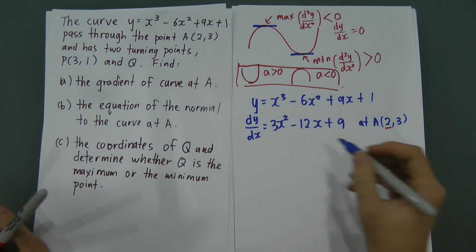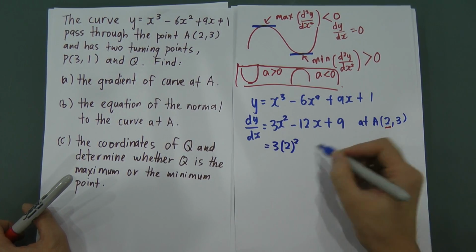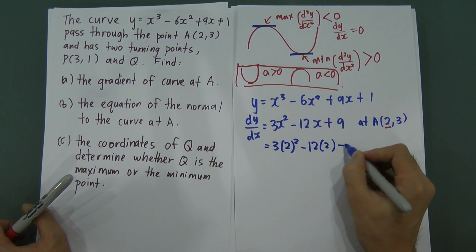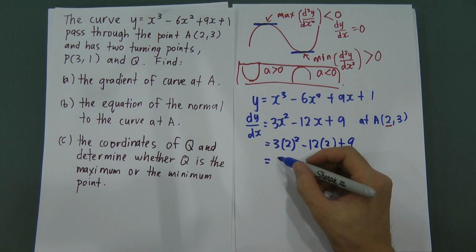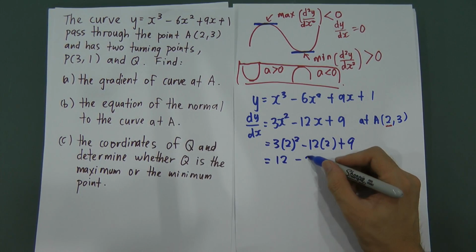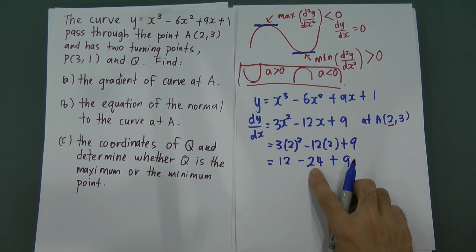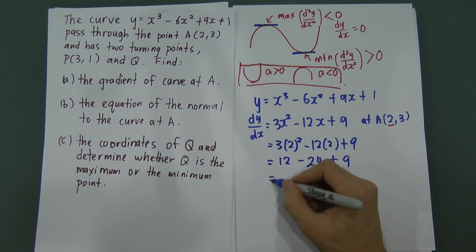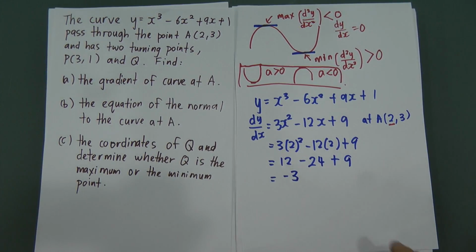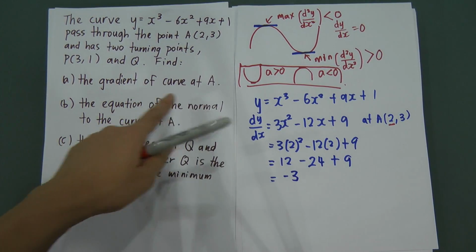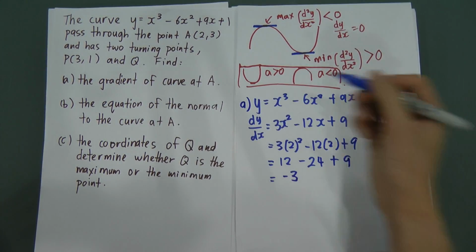Therefore, I substitute the 2 inside, I will get 3(2 squared) minus 12(2) plus 9. So I will get 4 multiplied by 3, which is 12, minus 24 plus 9. This is 21 minus 24, we will get negative 3. So this is the gradient of the curve at A. This is for part A.